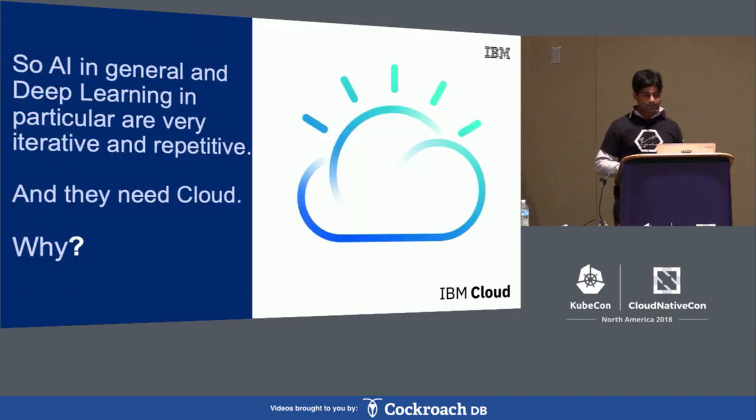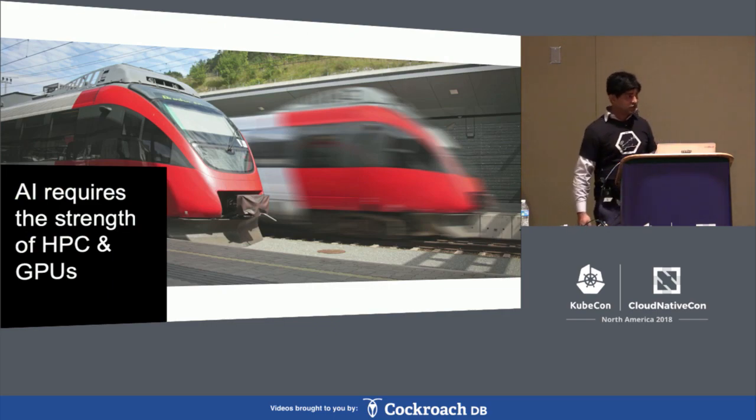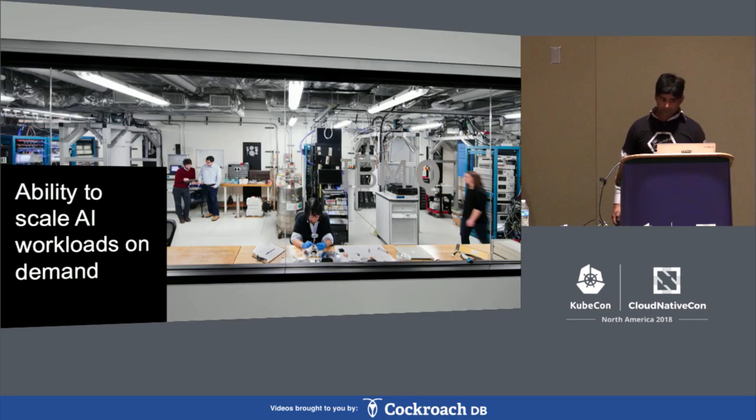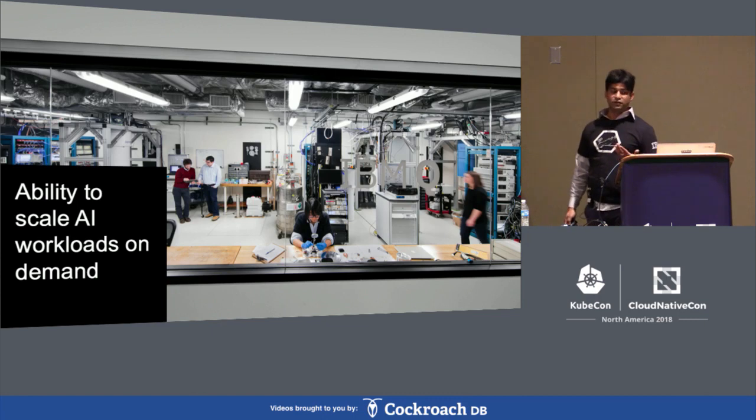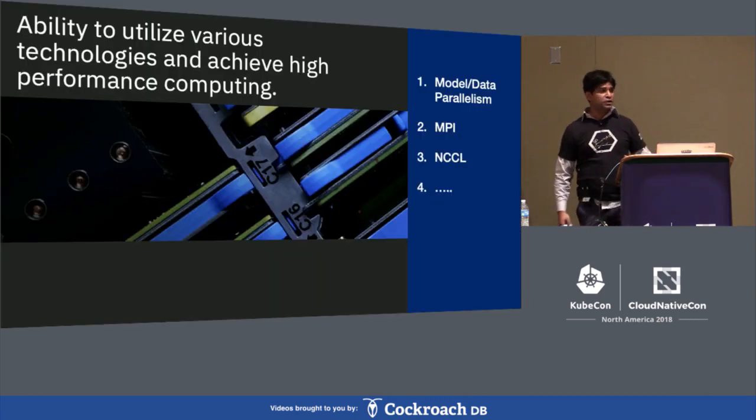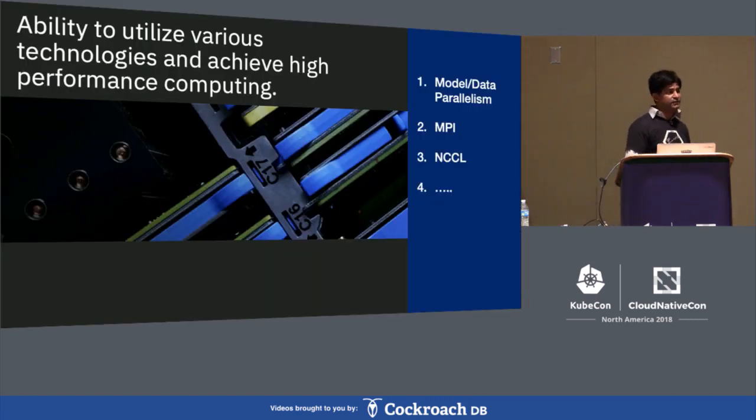So one thing is very clear. AI in general and deep learning in particular are very, very iterative and very, very repetitive. So they need cloud, right? It requires the strength of HPC and GPUs. You want to be able to scale your AI workloads on demand. And you also want to utilize various technologies to achieve high-performance computing.